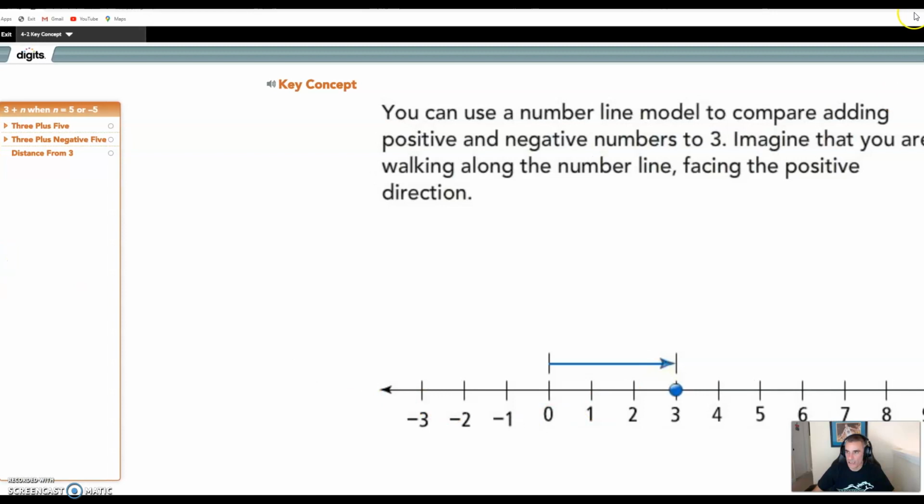So on this screen here, if we look in the upper left-hand corner, it says they want us to do 3 plus n when n is equal to 5 or negative 5. And we're going to use a number line to do that. So essentially what they're asking us to do is solve two different equations here.